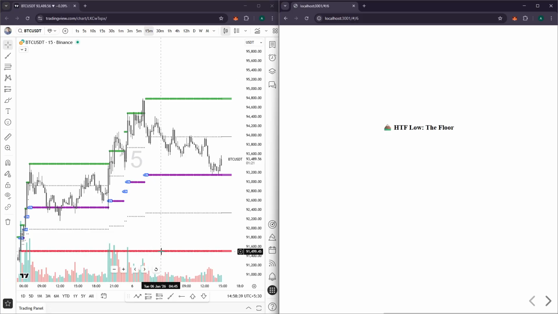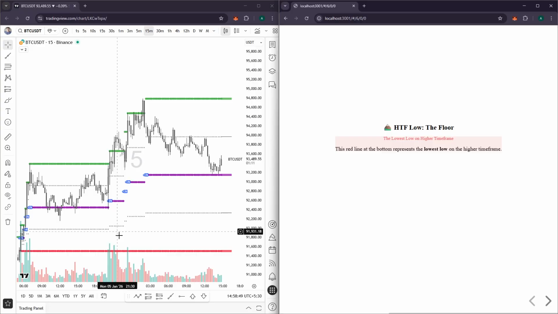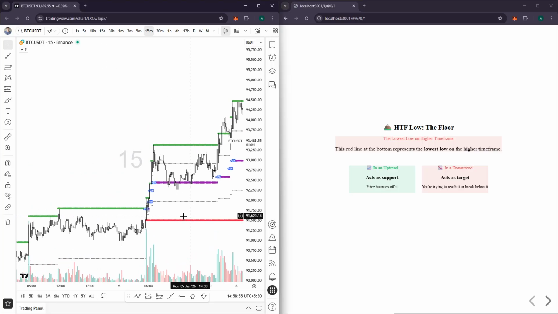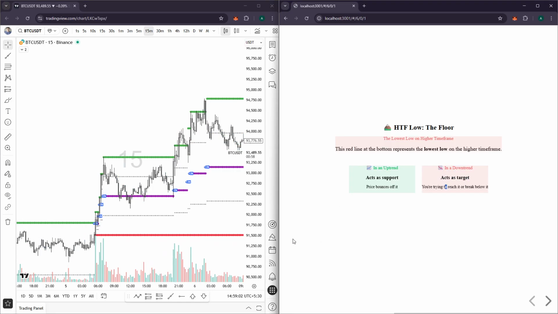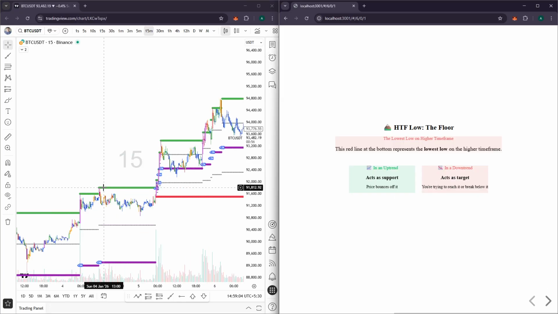Now let's talk about the HTF low. So the HTF low is the floor, the lowest low on the higher time frame. This red line at the bottom represents the lowest low of the week. In an uptrend, it acts as support. Price bounces off it, and in a downtrend, it acts as a target. So you're trying to reach it or break below it.